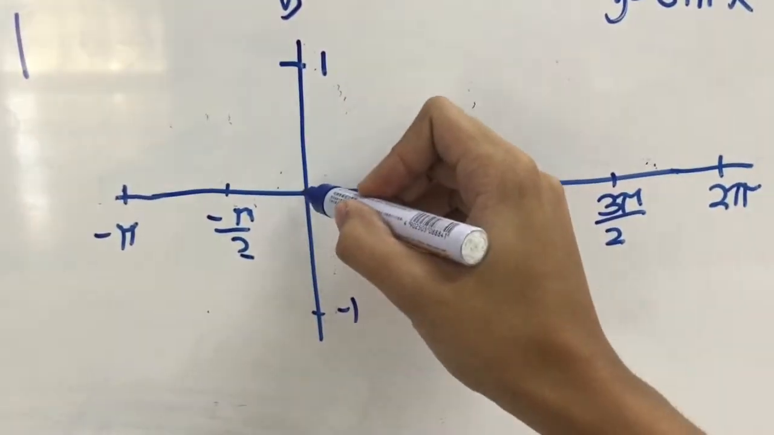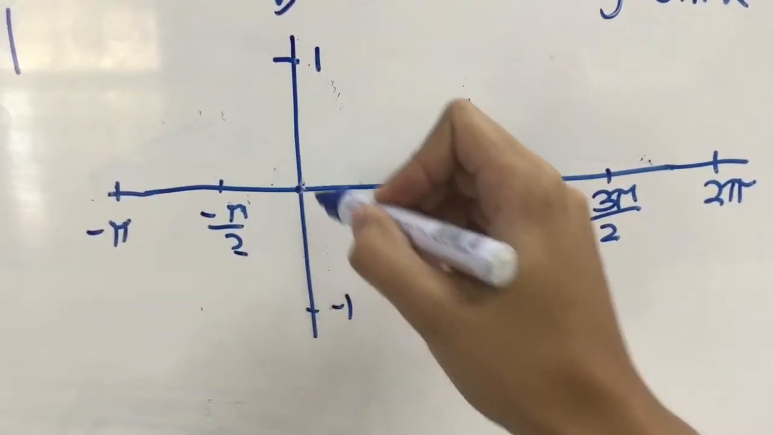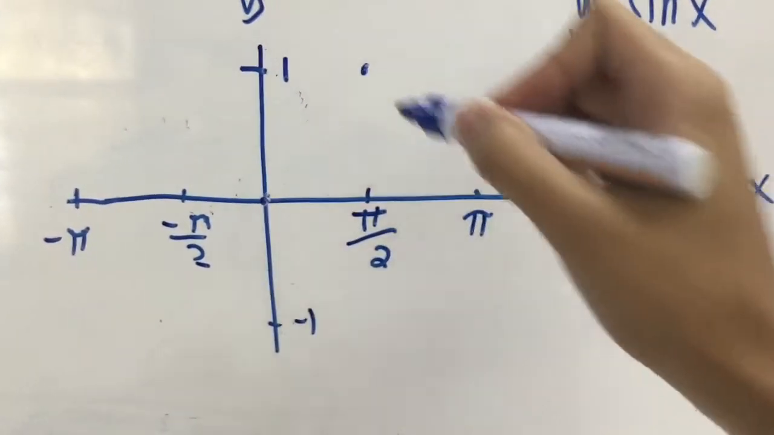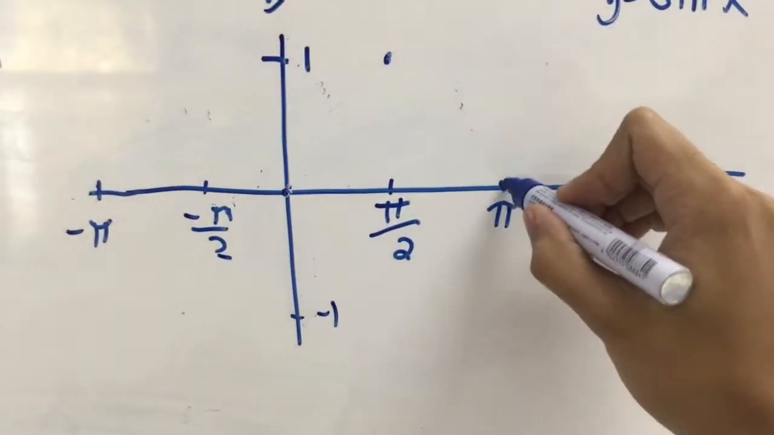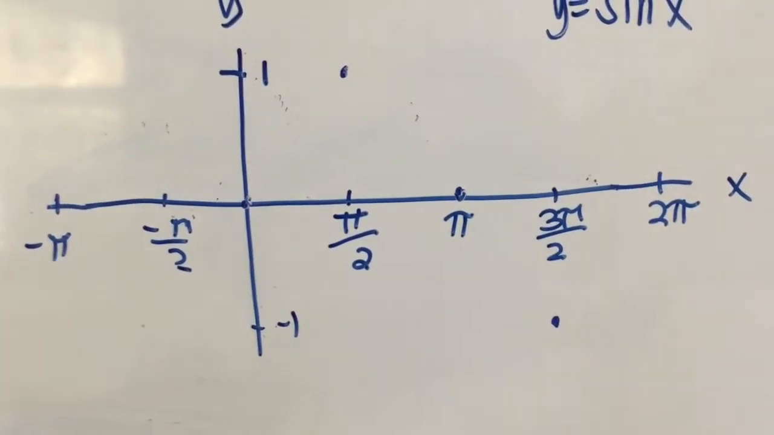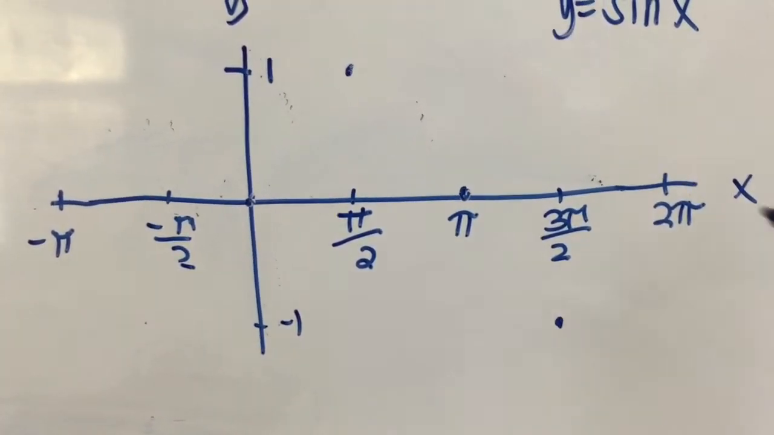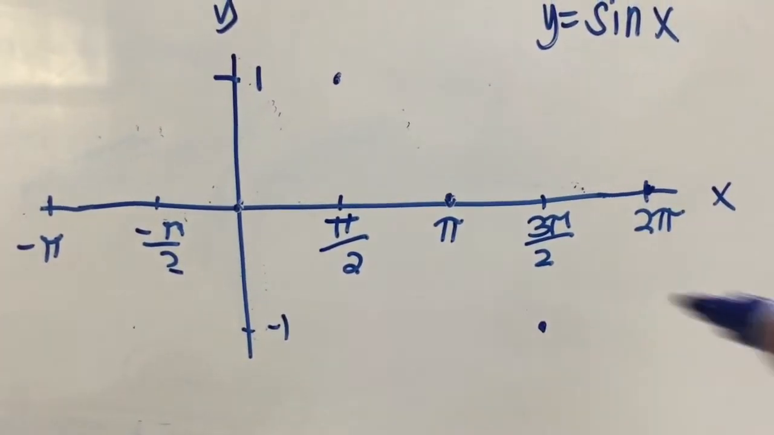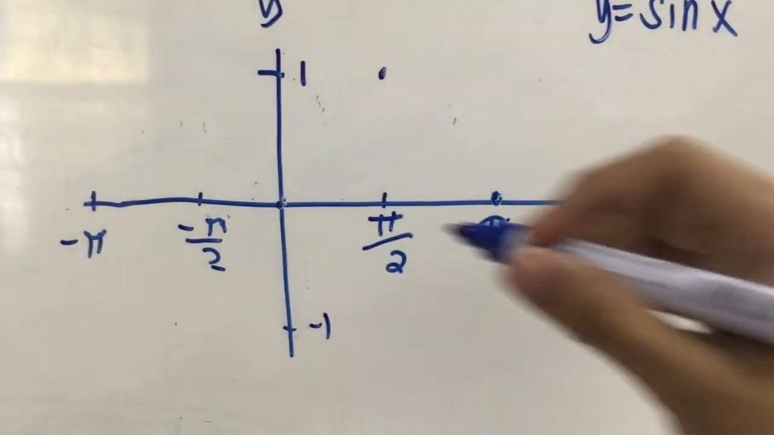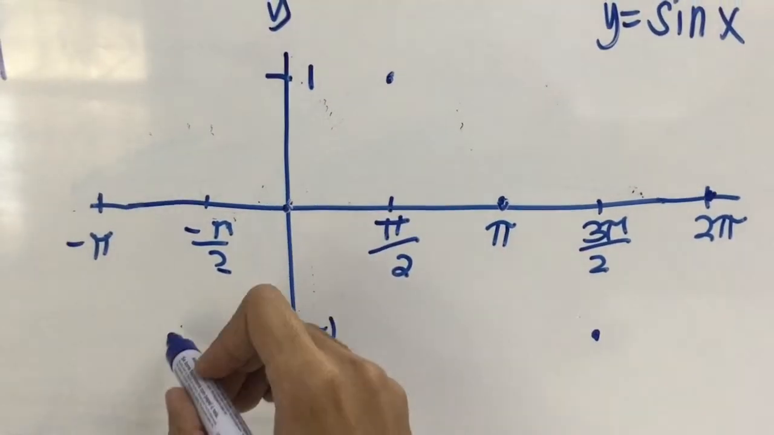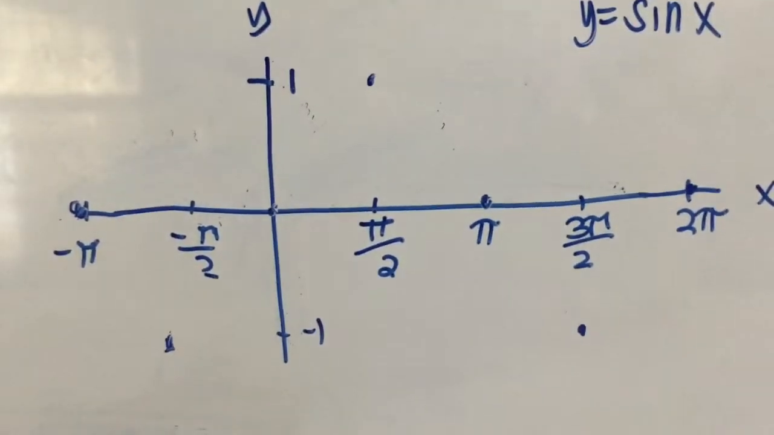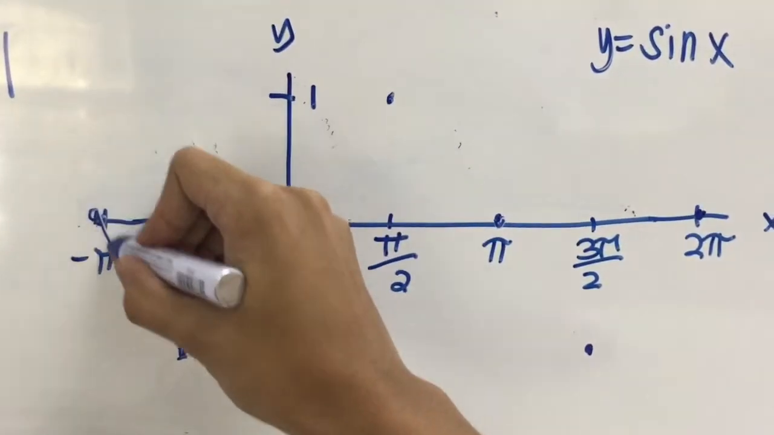The sine of 0 is 0. The sine of pi over 2 is equal to 1. The sine of pi is 0. The sine of 3 pi over 2 is equal to negative 1. And the sine of 2 pi is equal to 0. So similar as in the negative side, we can denote that the sine of negative pi over 2 is equal to negative 1, and the sine of negative pi is equal to 0. Therefore, we will have a graph that looks like this.